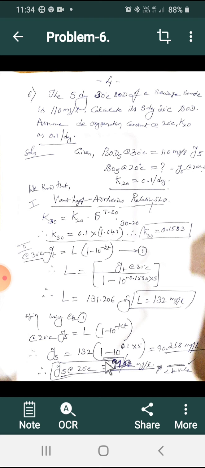Whatever the formula, just use this arrangement of equations. Very first, find out the L value. L is the ultimate value, and all the values should come less than L. If anybody gets a BOD5 more than the L value, any value more than L is always wrong. These problems carry 8 to 10 marks, compulsory.